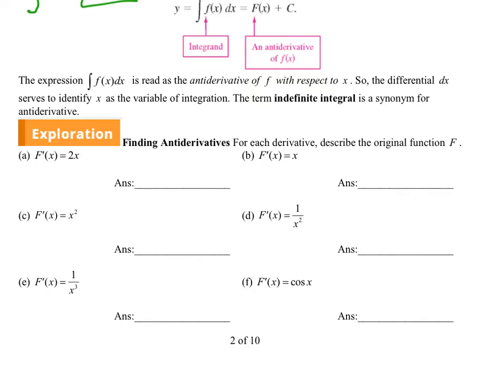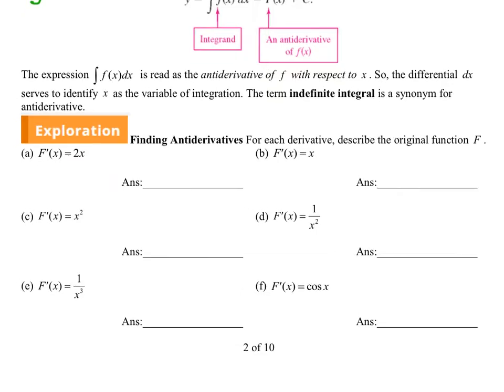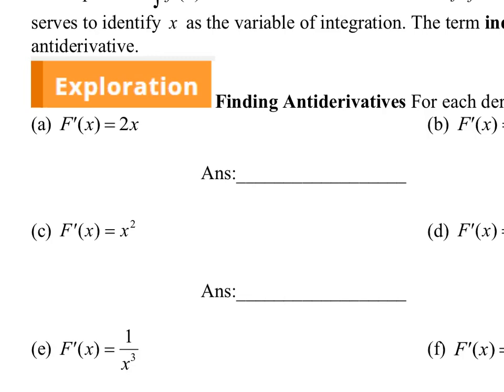It says for each derivative, describe the original function f. So here what we're saying is, what function do I take the derivative of and get 2x? So what can I take the derivative of and get 2x? And hopefully you can think of the answer is x squared, right?